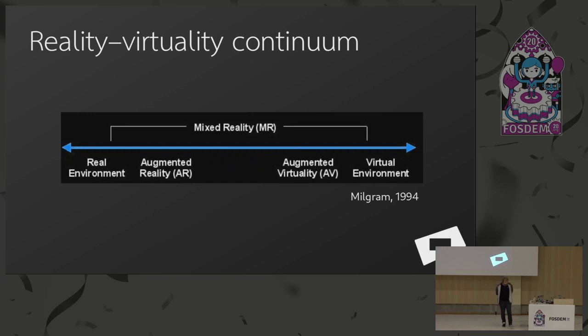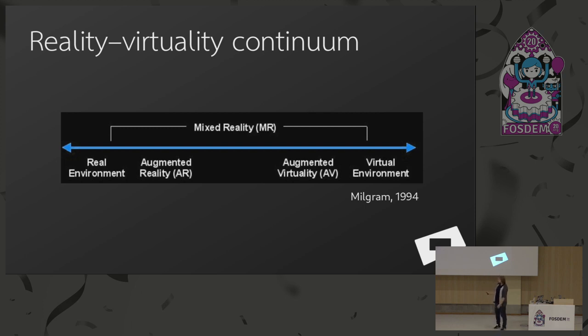But let's first start with this nice diagram. It's by a guy called Milgram from '94. So VR is actually quite old already. On this spectrum, we have the real world, the world we are in right now, on the left side, and the completely virtual environment on the right side. And in between, there are some steps.